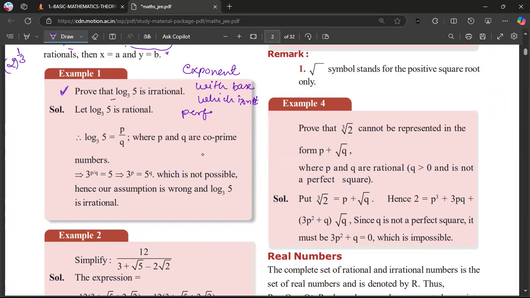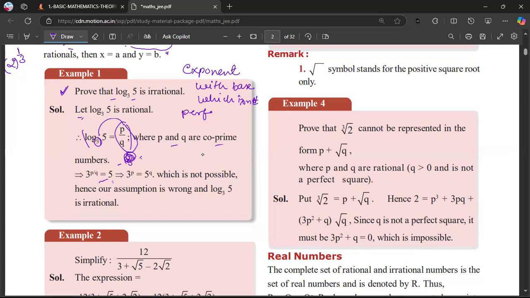Let's discuss an example. Prove that logarithm of 5 to the base 3 is irrational. First we assume that it is rational, so it equals p by q, where p and q are co-prime numbers. Then 3 raised to power p by q, taking anti-log on both sides, becomes 3 raised to the power p by q equals 5.